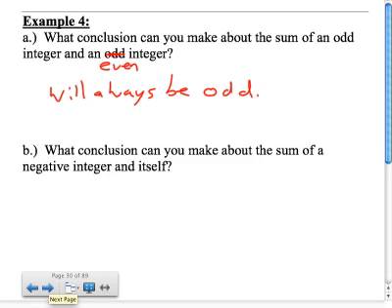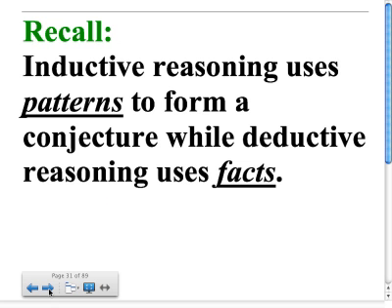What conclusions can you make about the sum of a negative integer and itself? Any negative number plus itself will always be negative. Should make sense. You add two negatives, you're always going to get a negative. Never going to change. So recall here that inductive reasoning uses patterns to form a conjecture, while deductive reasoning uses facts. Patterns versus facts.